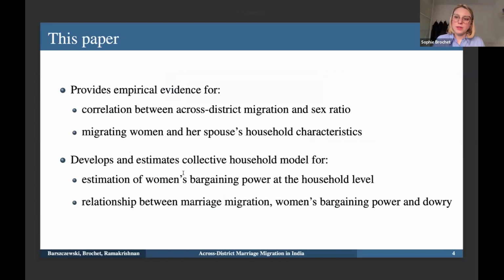First, briefly, I will provide some empirical evidence for the correlation between across-district migration and sex ratio. And I will also investigate migrating women's characteristics and the characteristics of the households they move into. And then we will move on to the collective household model, which allows us to estimate the bargaining power of women at the household level and investigate the relationship between marriage migration, women's bargaining power, and dowry.